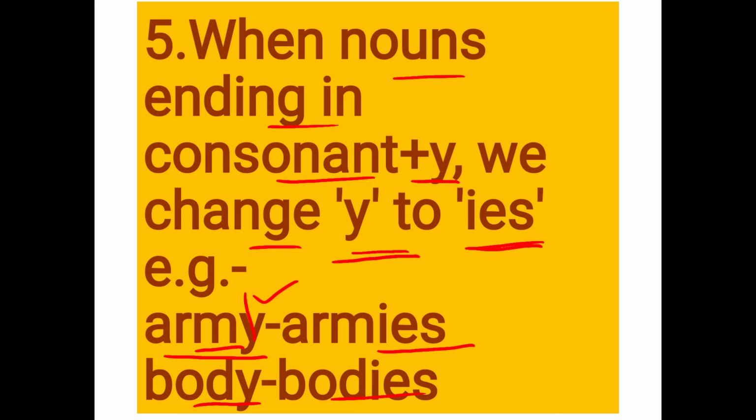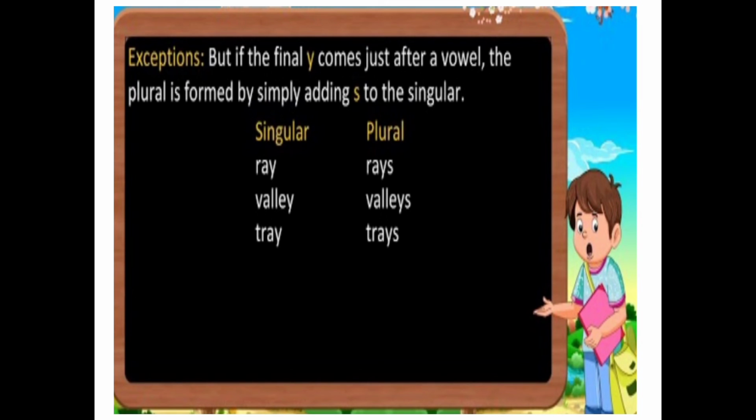Body, bodies. Let us discuss the next rule. But if finally y comes just before a vowel, the plural is formed by just adding s to the singular noun, like ray. You can see that this noun is ending with y, but before y there is a vowel a. So according to this rule we will add s to make the plural of this noun. Ray, rays. Valley, valleys. Tray, trays.